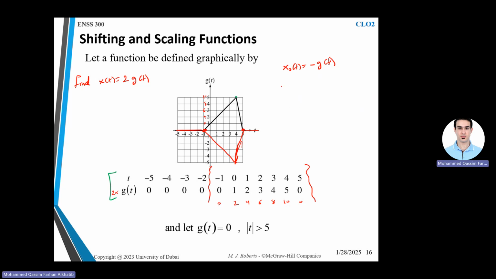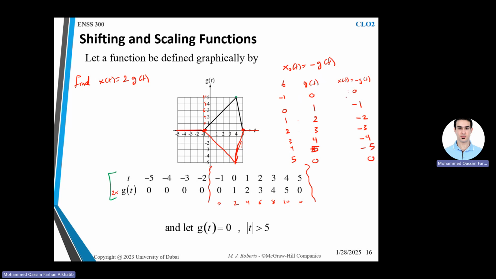Or easily, I have t, I have g of t, and I have x of t equal negative g of t. So I have the points -1, 0, 1, 2, 3, 4, 5. At -1, I have 0, so I'll get 0. At t equals 0, what was the value? 1. It becomes -1. At t equal 1, the value was 2. I'll get -2. At 2, it was 3. I'll get -3. At 3, I have 4, -4. At 4, I have 5. I'll get -5, 0, 0.